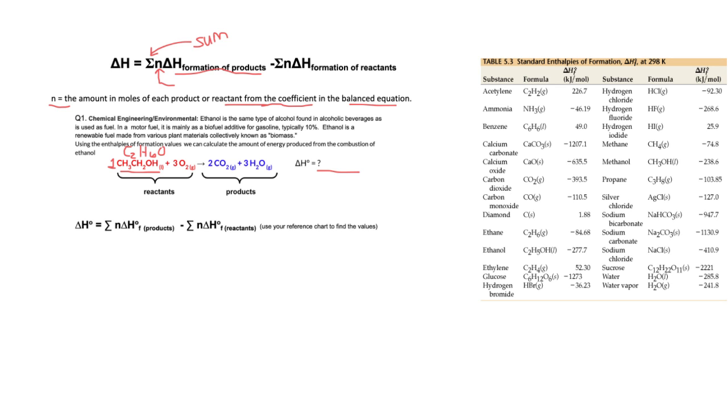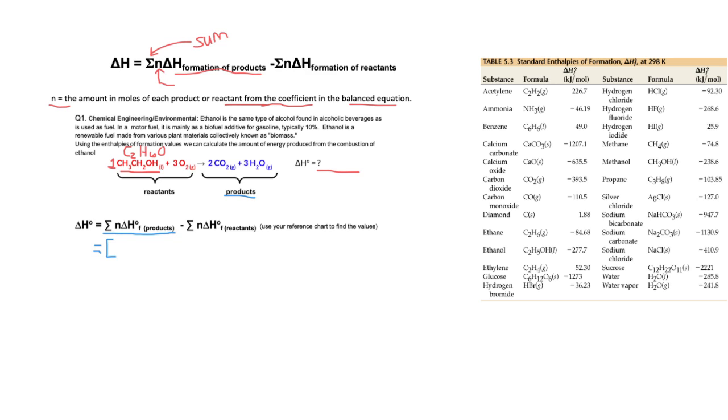So I pulled over a data table that I just found online. Ours might have slightly different numbers. Sometimes they report them differently, but we'll still do the problem the same. So what I'm going to do is all of my products, and add up the standard heats of formation for both, and I'll multiply by the number of moles, which is the coefficient.